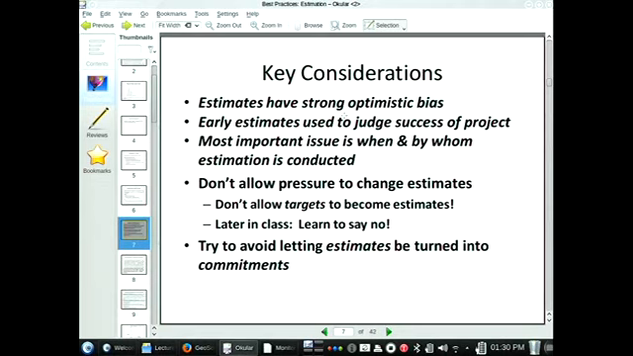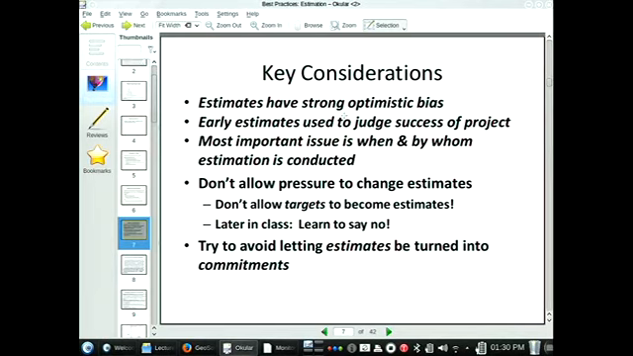a project. So you have to be careful about the estimates you give, not only because they can be wrong, but because they are used to judge whether this was a successful enterprise. And as such, they have a special weight. They have a special gravity associated with them. And a very important issue is by whom this estimation is conducted.